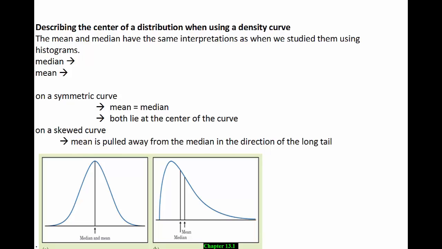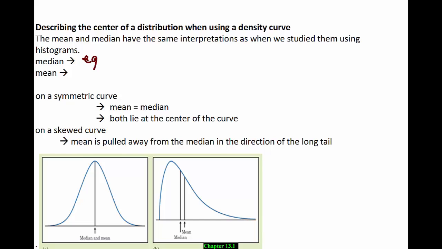Now, whenever we think about distributions, we want to be able to describe them by describing the center and the spread, and also the shape of the distribution. But let's revisit the center of a distribution and think about it when we're talking about a density curve rather than a histogram. The mean and the median have the same interpretations as they did previously when we were studying histograms. The median has 50% to the left and 50% to the right.